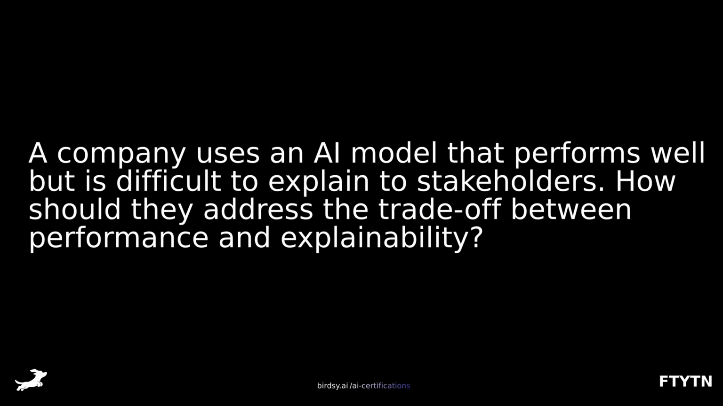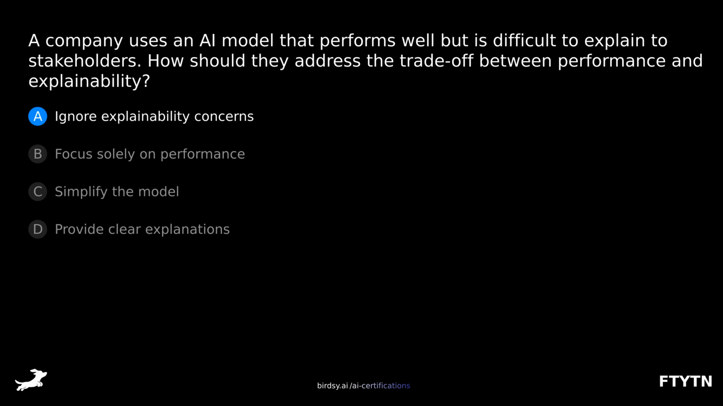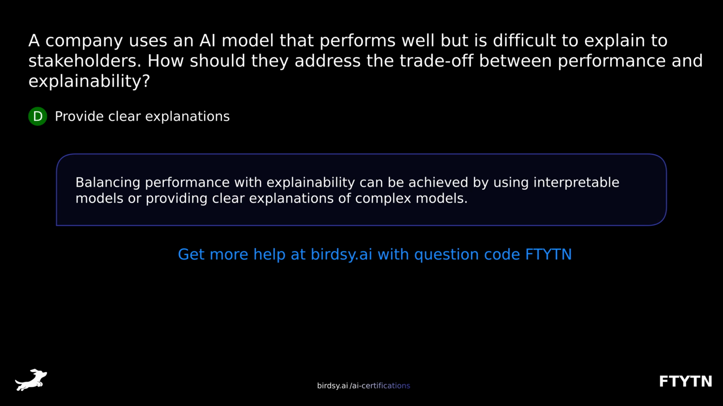A company uses an AI model that performs well but is difficult to explain to stakeholders. How should they address the trade-off between performance and explainability? Is it A, ignore explainability concerns, B, focus solely on performance, C, simplify the model, or D, provide clear explanations? The answer is D, provide clear explanations. Balancing performance with explainability can be achieved by using interpretable models or providing clear explanations of complex models.